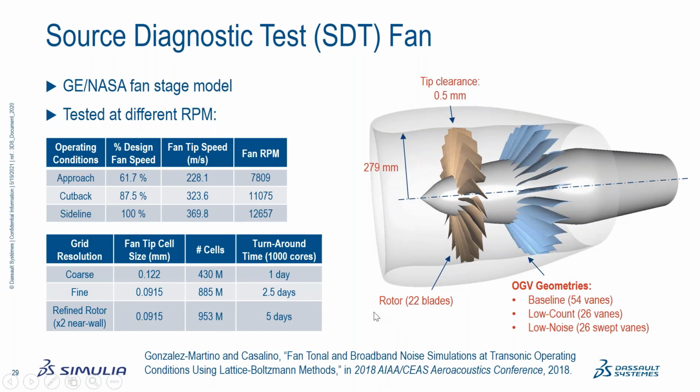In terms of simulation time or mesh sizes, also here we have different grid resolutions: coarse, medium, fine, and some extra fine resolution near the rotor. This leads to mesh sizes ranging from 430 million elements to 953 million. Keep in mind that this is a simulation of the whole 360-degree engine. So we are not just looking at one passage, but the whole 360-degree engine. And the turnaround time on 1,000 cores, as an example, for the coarse simulation takes 1 day, the fine 2.5, and the extra fine takes 5 days.